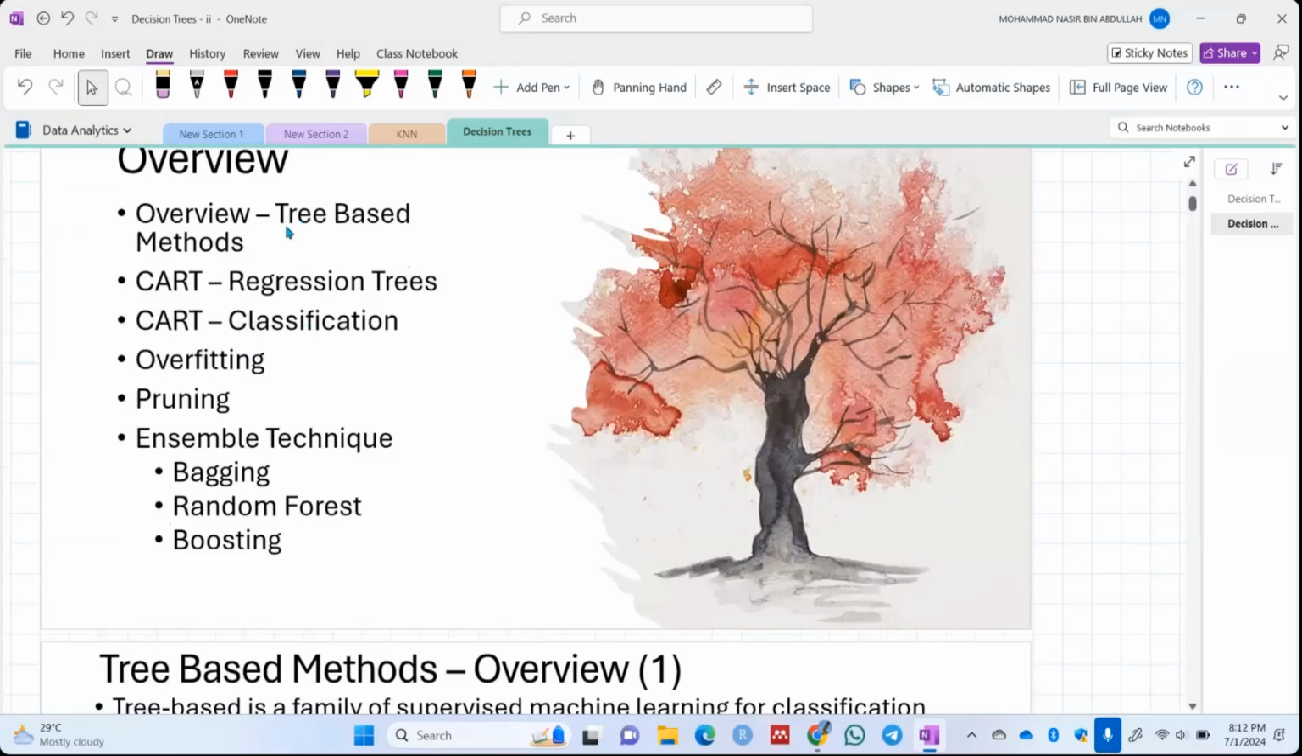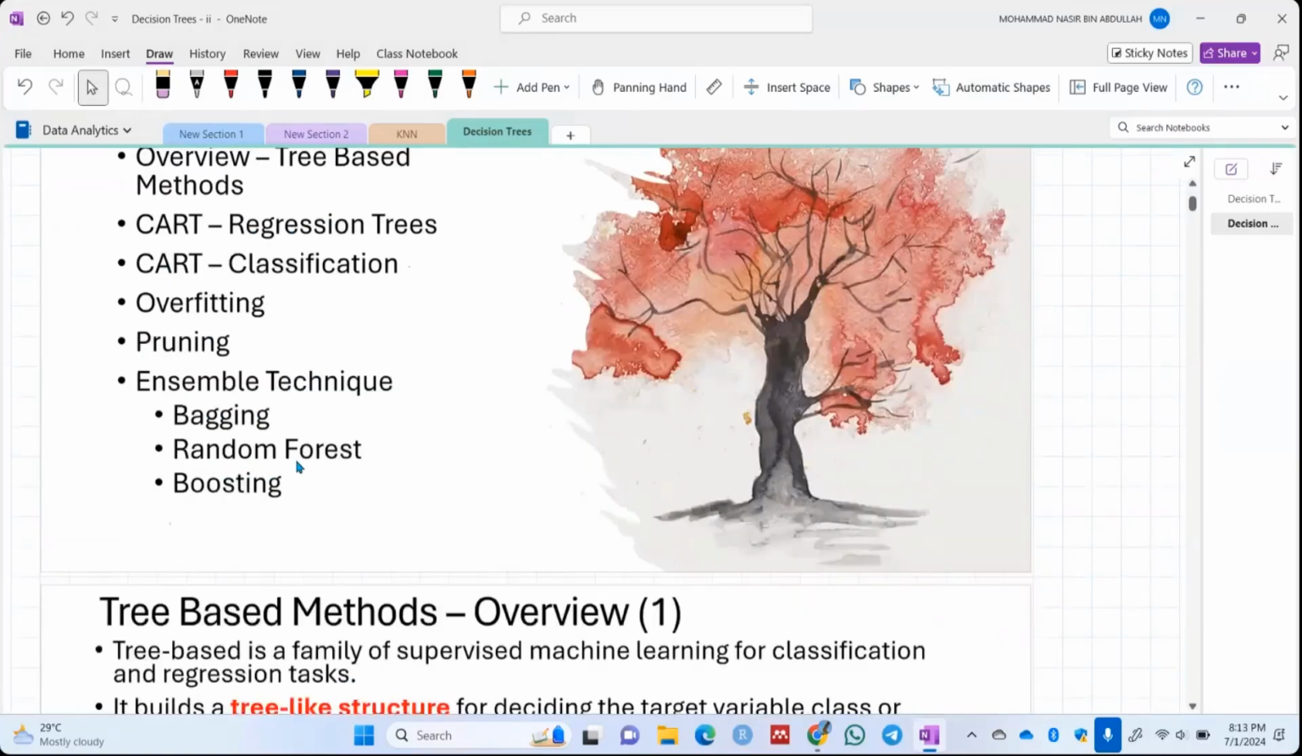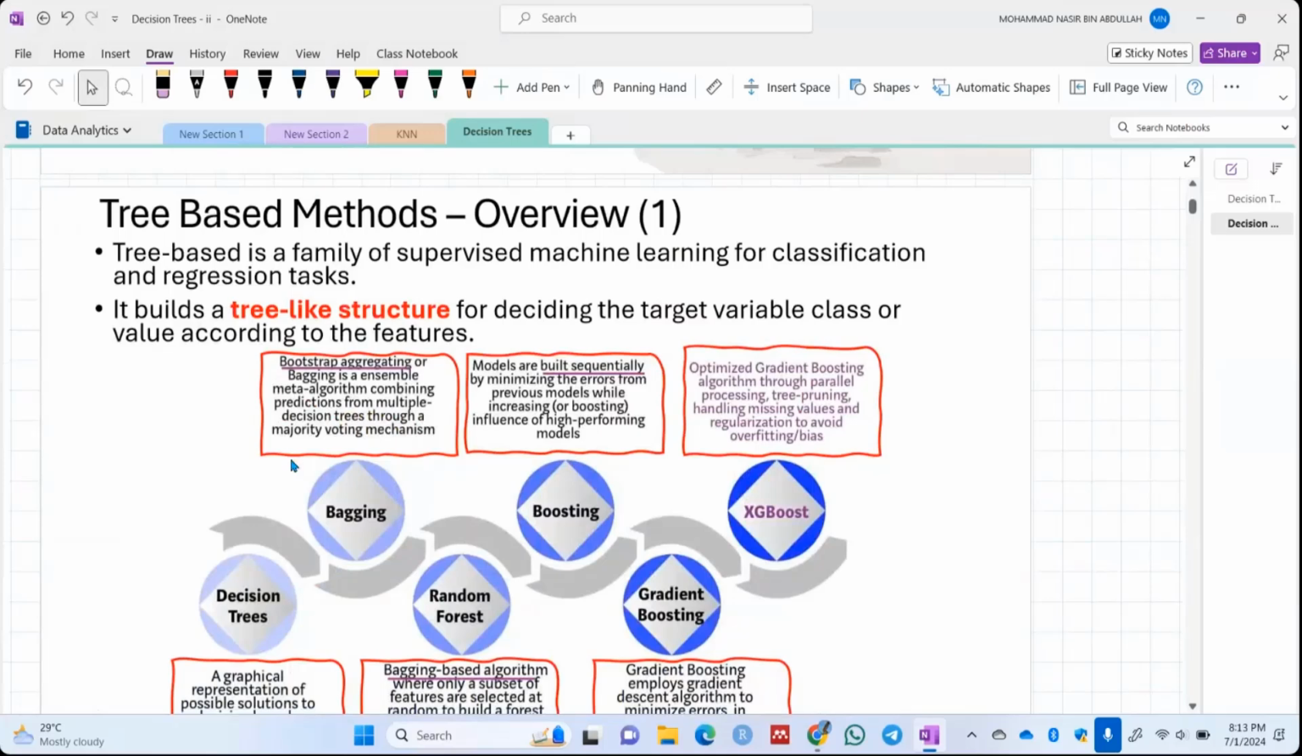So we're going to look at what is tree-based method, classification and regression tree, on regression tree and classification tree, overfitting, pruning, and ensemble techniques. So, tree-based method is a family of supervised machine learning for classification and regression tasks. Right, so it actually builds a tree-like structure. You will construct a tree-like structure for deciding the target variable, class, or value according to the features.